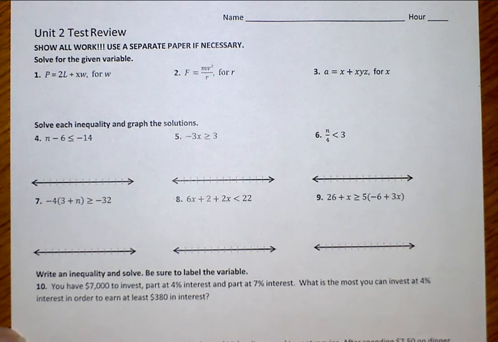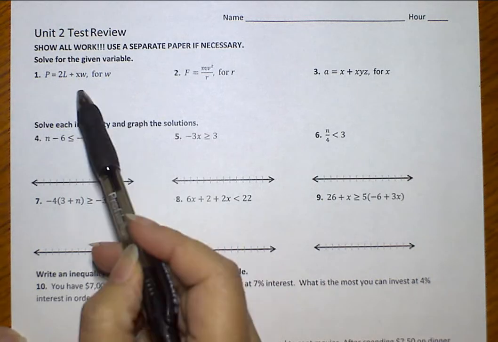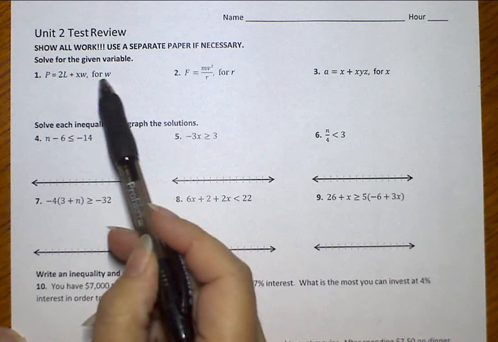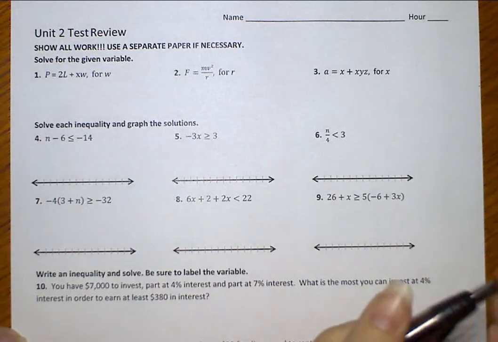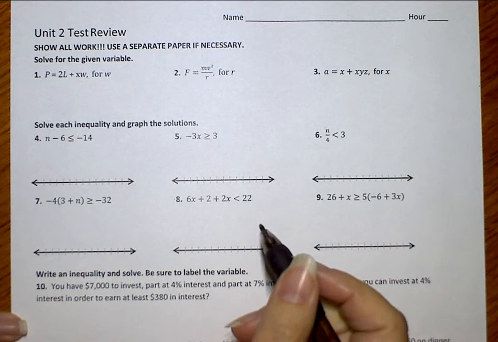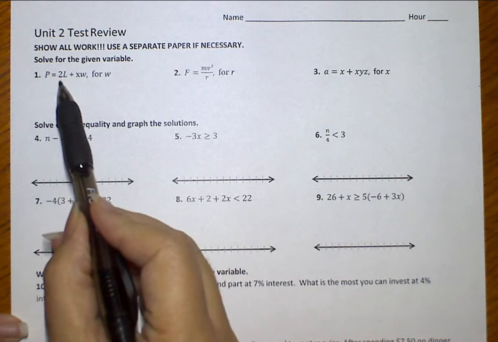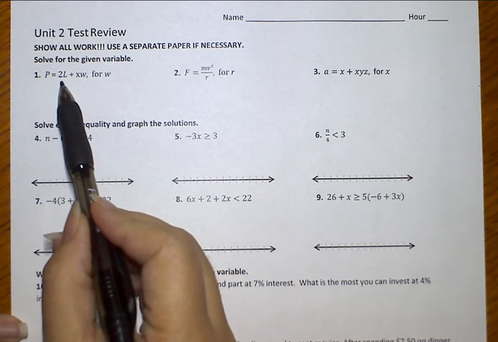Chapter 2, Test Review, Problem 1. Given this equation, solve for W. So we want to get W by itself. So what's the first thing we have to do? We have to get rid of the 2L. So how can I get rid of 2L?